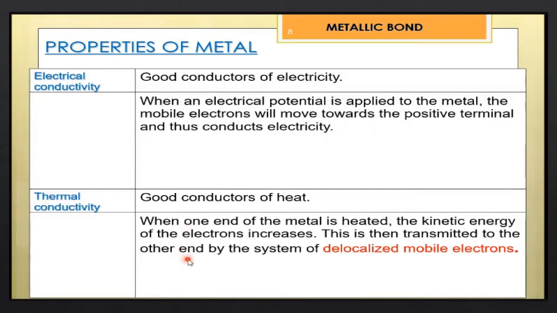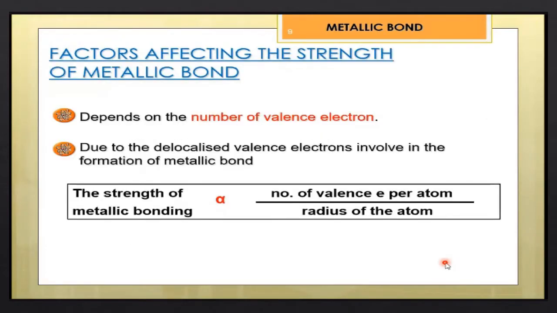For thermal conductivity, when one end of the metal is heated, the kinetic energy of the electrons increases. This we know: when heat is applied, the kinetic energy of the particles will increase. Same for electrons. This is then transmitted to the other end of the system of delocalized mobile electrons. Okay. Next.